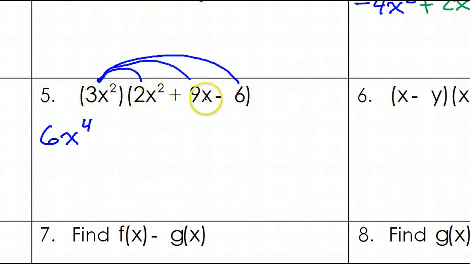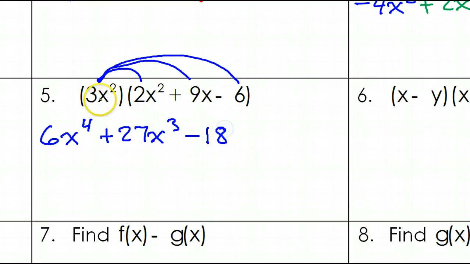Now, let's do 3x squared times 9x. Well, 3 times 9 is 27. X squared times x is x to the 3rd power. And finally, 3x squared times negative 6. 3 times negative 6 is negative 18. And then we've got the x squared. So there is your answer for number 5.